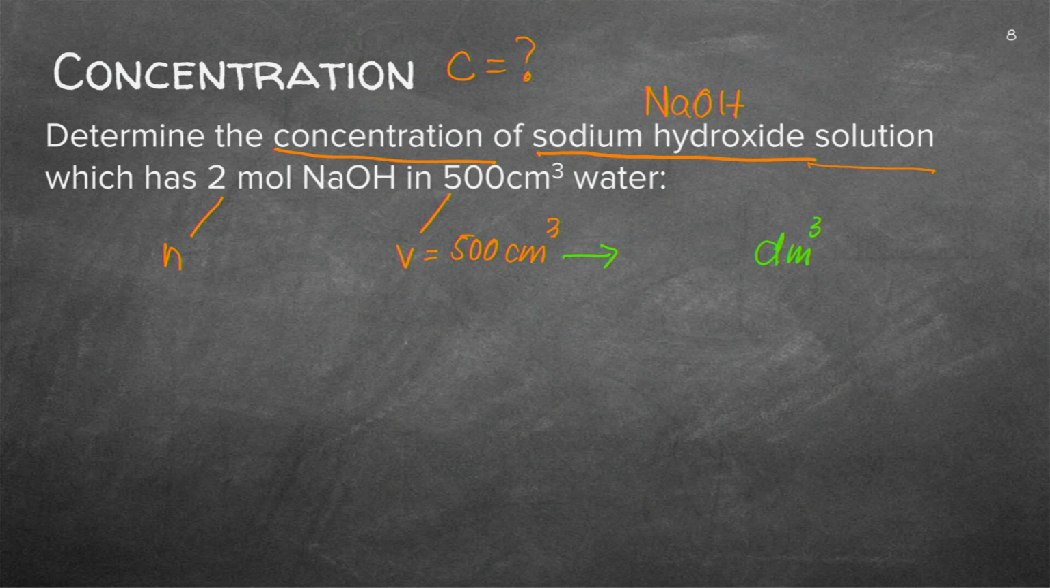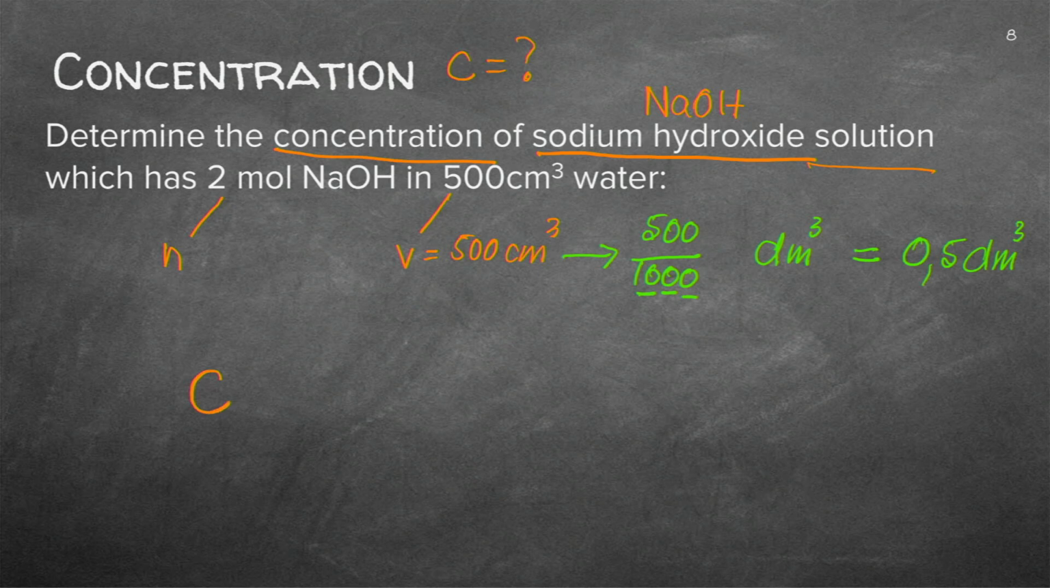How do you do it? I divide the 500 by 1,000. Remember, it's cubed, so it's 10, 10, and 10. And you then get an answer of 0.5 cubic decimeters. I do that immediately. Then I go back and I answer my question.